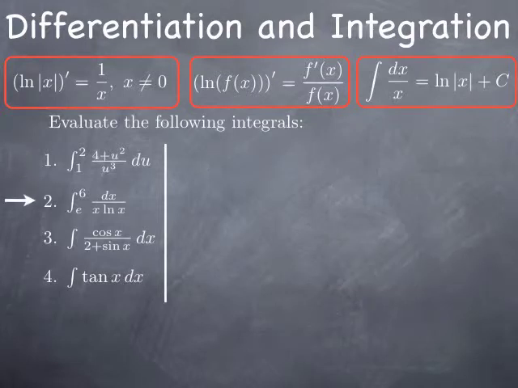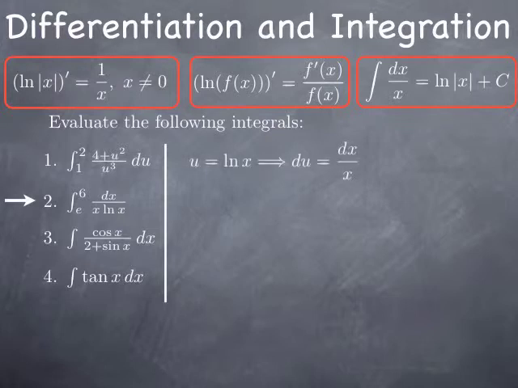The second example is the integral from e to 6 of dx over x ln of x. Remember that e here is the Euler number, which is defined by the fact that when plugged in the natural log, it returns 1.